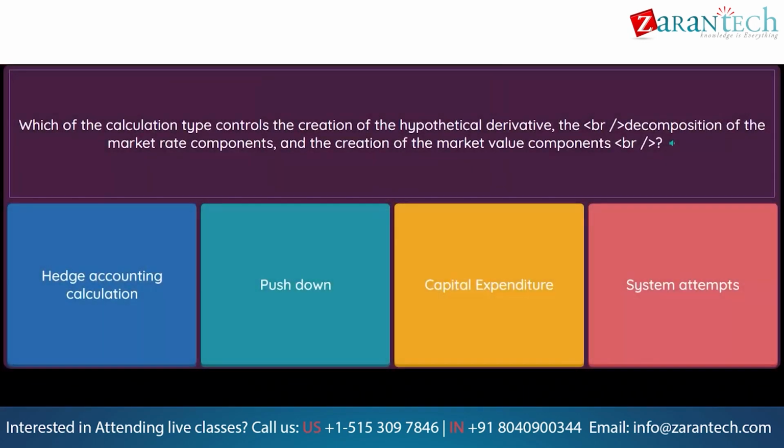Question: which of the calculation type controls the creation of the hypothetical derivative, the decomposition of the market rate components, and the creation of the market value components? Option 1 hedge accounting calculation. Option 2 push down. Option 3 capital expenditure. Option 4 system attempts.